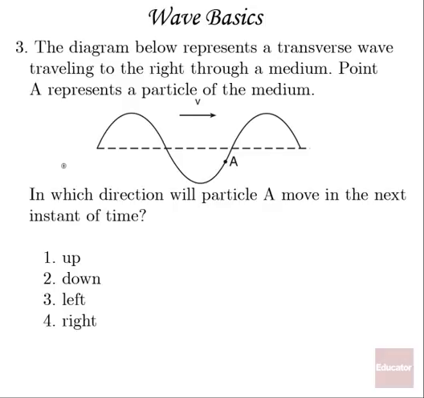Number 3, the diagram below represents a transverse wave traveling to the right through a medium. Point A represents a particle of the medium. In which direction will particle A move in the next instant of time? Well, right away, since it's a transverse wave and its velocity is to the right, we know that A can only move up or down. And as the wave travels to the right, A is going to go down next. So our correct answer there must be number 2.